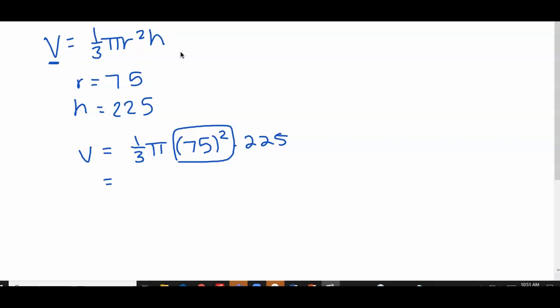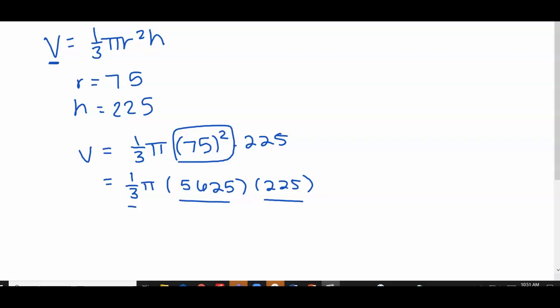And again, you just need to follow your order of operations, which says to square 75 before you multiply. So you'd use your calculator. 75 squared is 5,625. And then you could multiply all of these together.